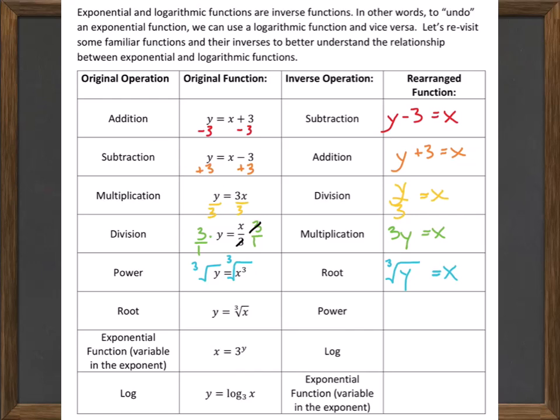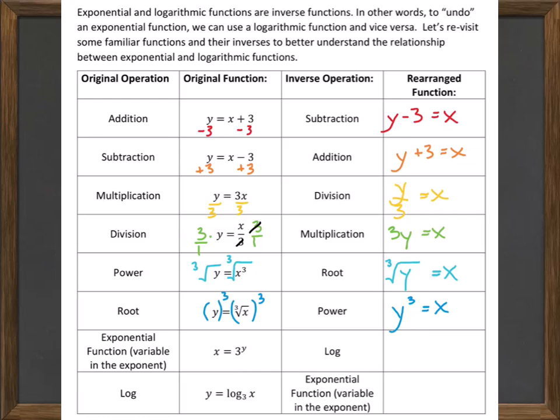Okay, let's keep going. So now we have y is equal to the cubed root of x. Again, we undo this one by raising both to the third power. So we rewrite this as y to the third power is equal to x.